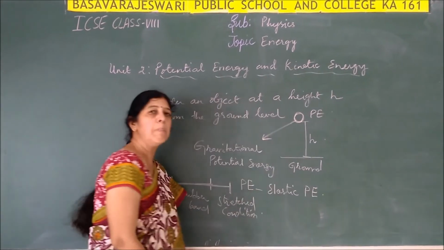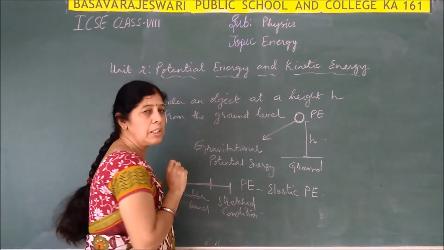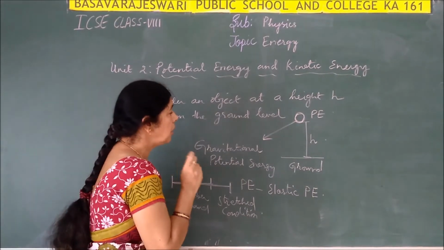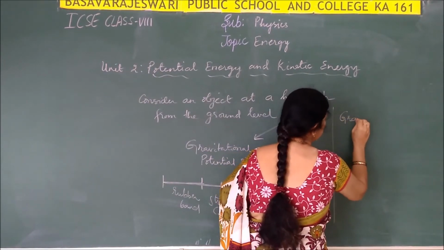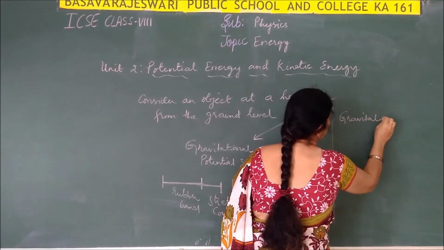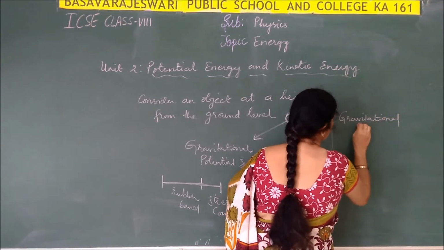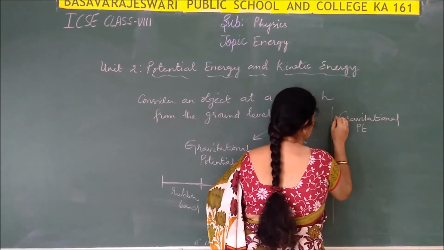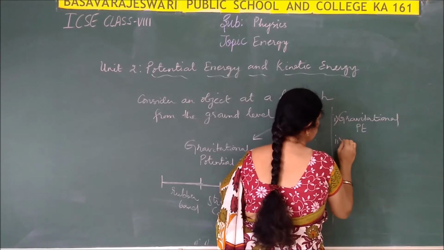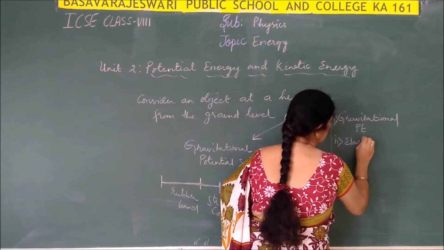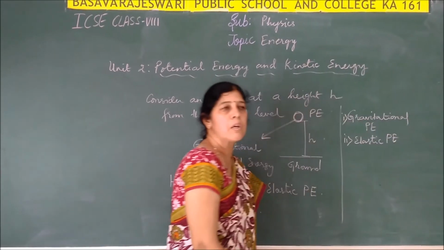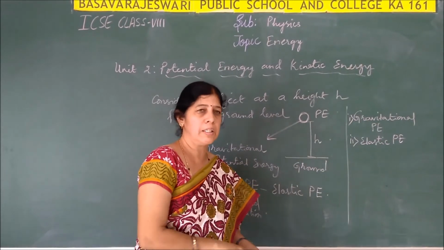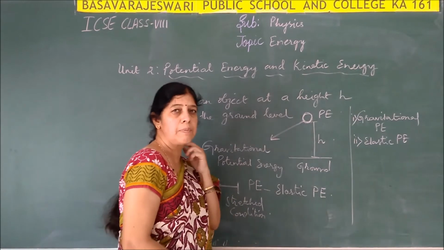Okay. So remember, in potential energy we have two types again. Which are those two types? One is gravitational potential energy and the other is elastic potential energy. So these are the two types of potential energies. Please make a note of this.